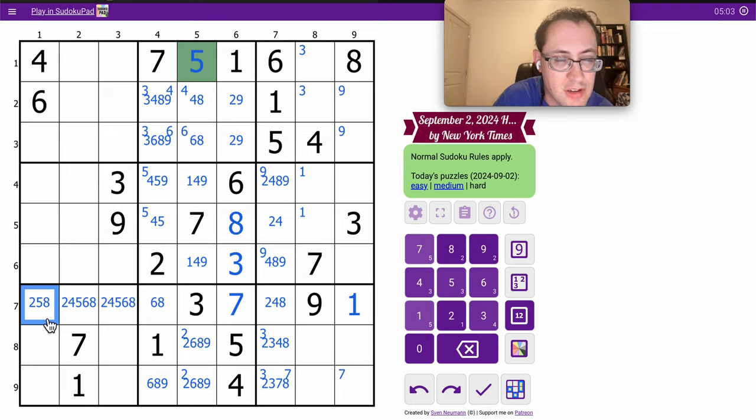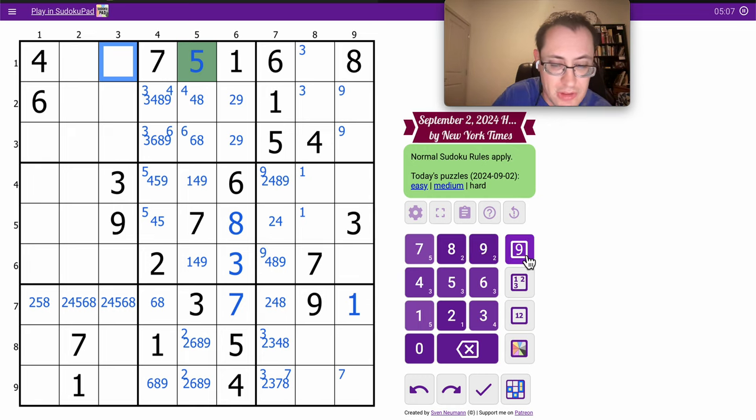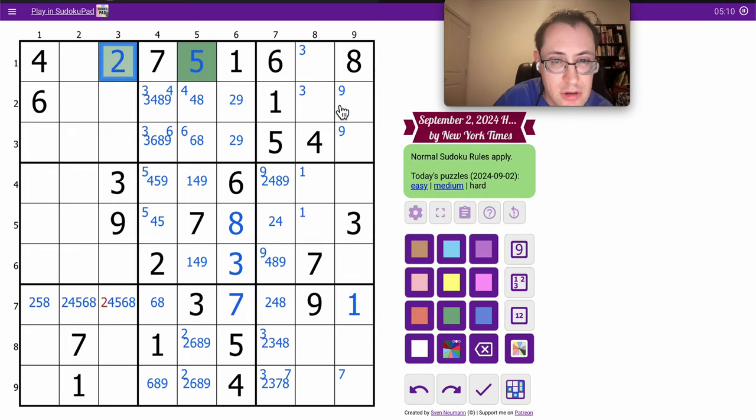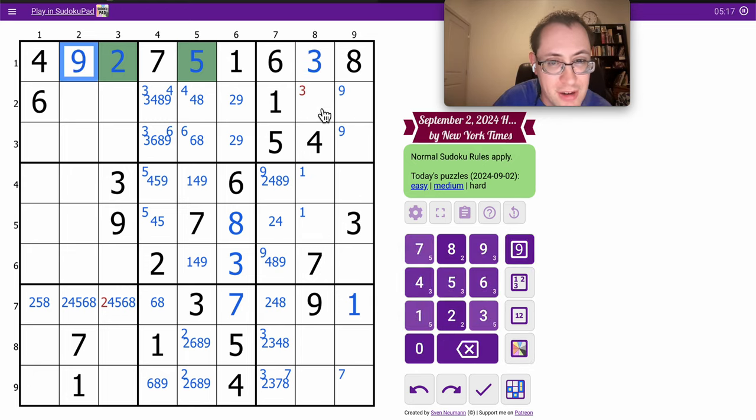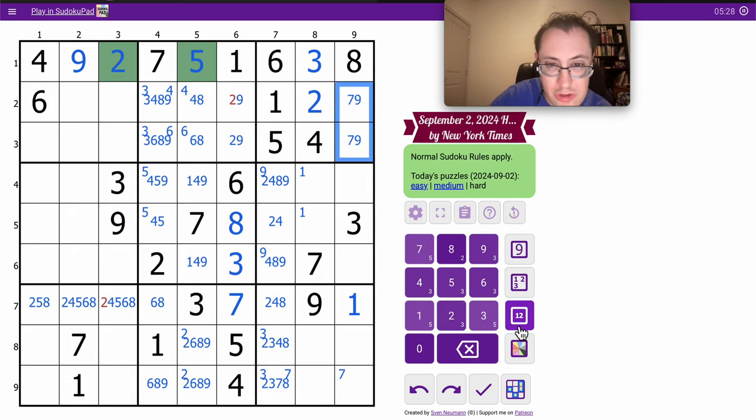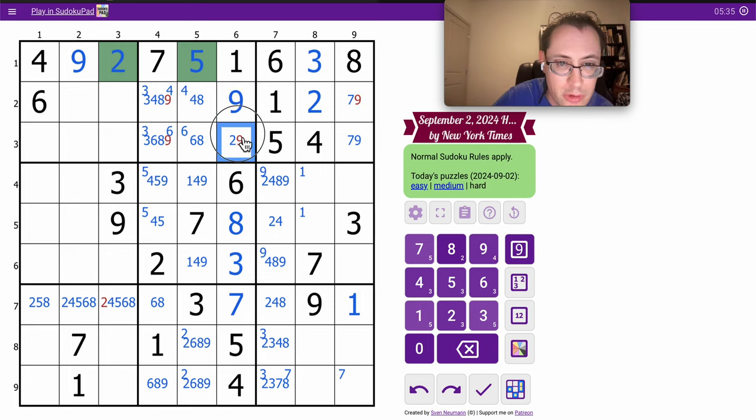One, four, five, six, seven, eight. I need two, three, and nine for row one. That cell can only be a two. This sees nine, therefore must be three, therefore that must be nine. Okay, these are two, seven, nine, and this has to be a two. Makes those two, seven, nine. Now, two is gonna take out all those pairs I just made.